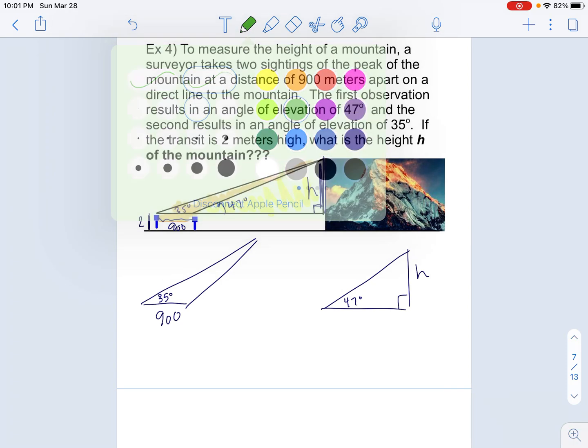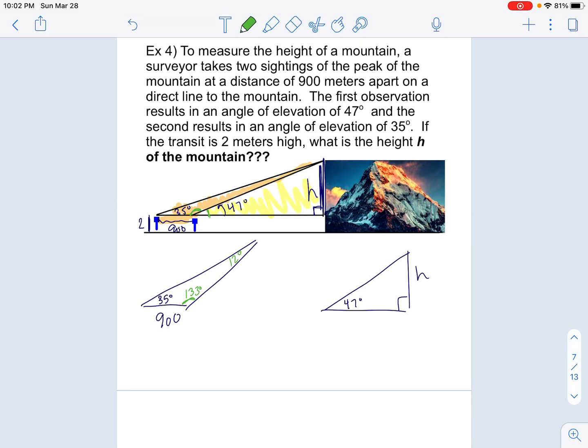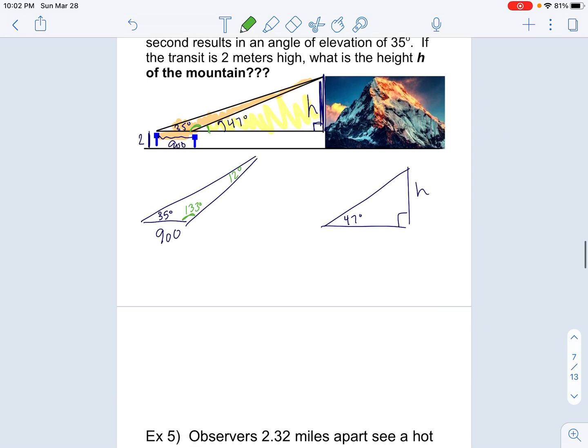And I don't know if you've thought about it at all. We can actually find this angle here too. Because if you look at these two angles right here, those are supplementary. They add up to 180 because they form a straight line. So I know this angle right here is 133 degrees. Okay, if I find the other angle up at the top, subtract them from 180. So if I do 180 minus 35 minus 133, that gives us 12 degrees up there.